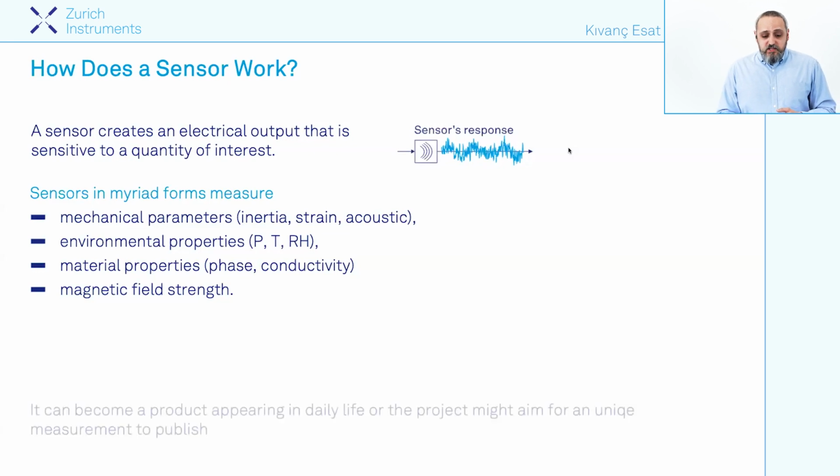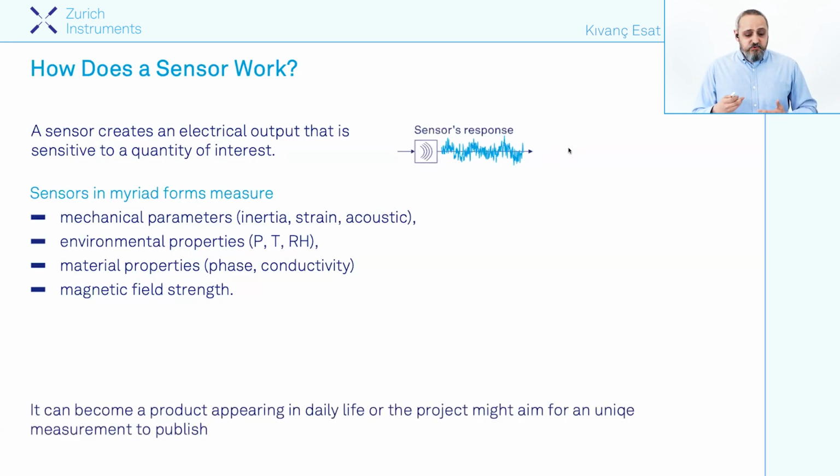Looking at the forms a sensor can take, it can be a tiny product if it is a MEMS or an ASIC device, for example, that fits into our daily lives, being in our smartphones, or it can be a large project that aims for a unique measurement that in the end we can publish the results.